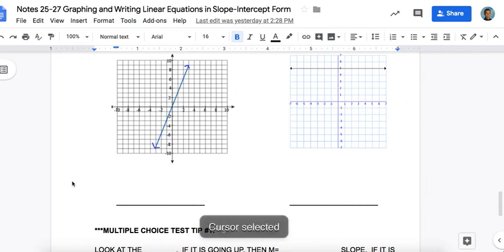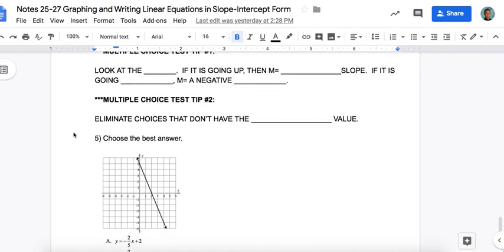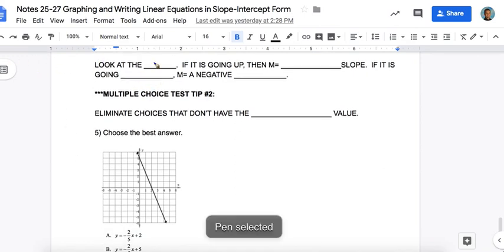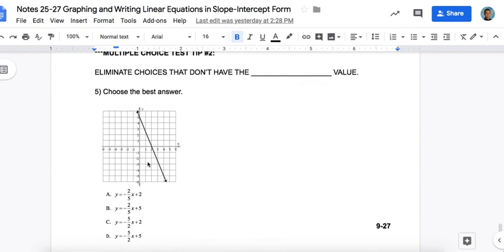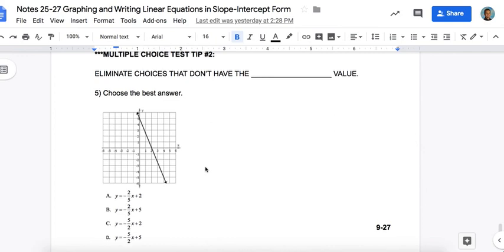Okay, now let's go over some multiple choice tips here. So if you're doing a multiple choice problem, obviously we have to look at the line. If it is going up, then that means the slope is going to be positive. Okay, so when you read it like a book, if it slopes up, then it's positive. If it's going down, when you read it like a book, that's going to indicate a negative slope. So if you look at our line, read it like a book, it slopes down, and all the choices are negative slopes. So we can't eliminate anyone.